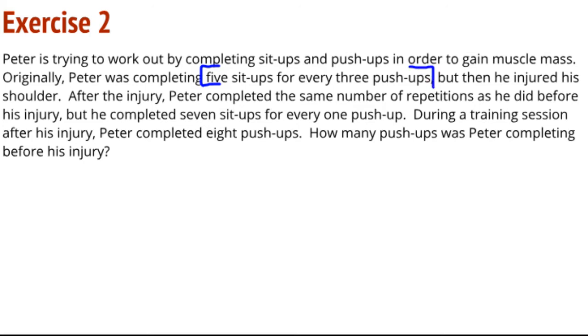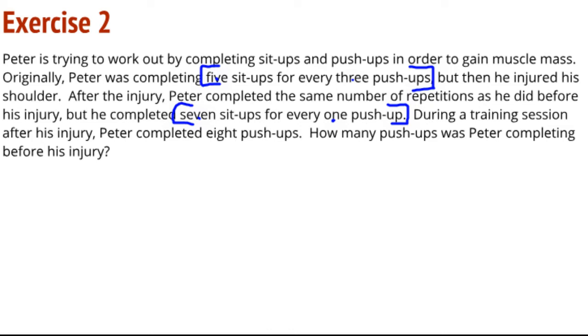Boy, my brain just screamed at me, there's a ratio. But then he injured his shoulder. After the injury, Peter completed the same number of repetitions as he did before his injury, but he completed 7 sit-ups for every 1 push-up. Now, it's important that we recognize here that this is 7 and 1, so he's got 8 reps. He's got 5 and he's got 3. He's still got 8 reps. That hasn't changed. We have a total of 8 units in both of these ratios.